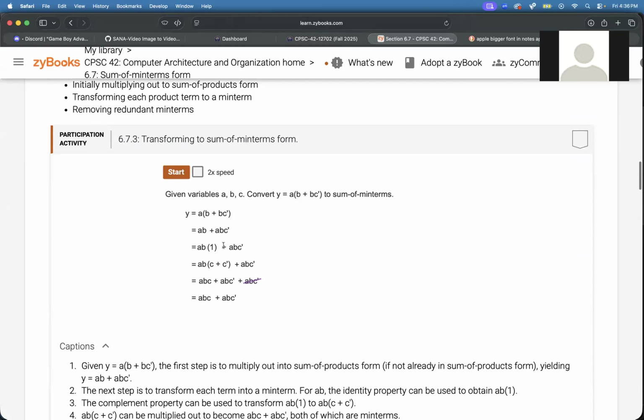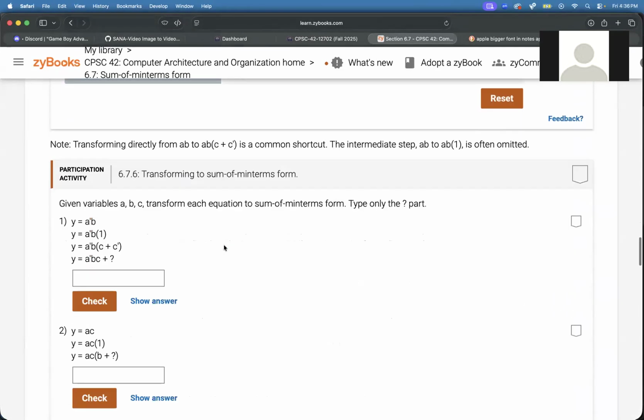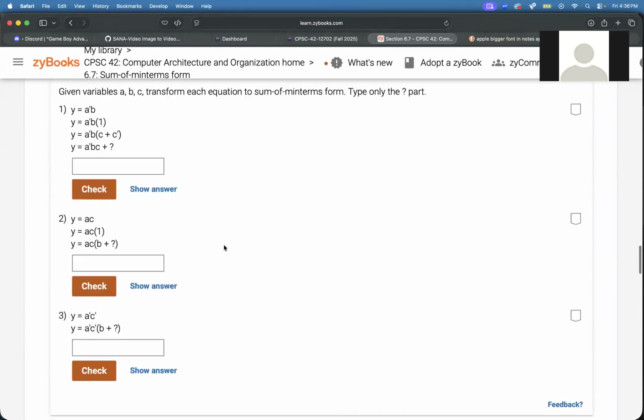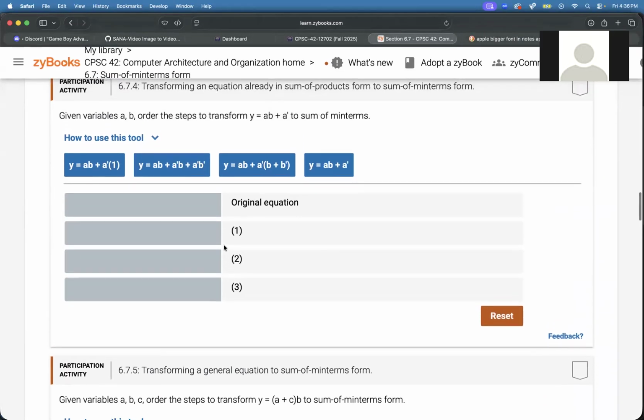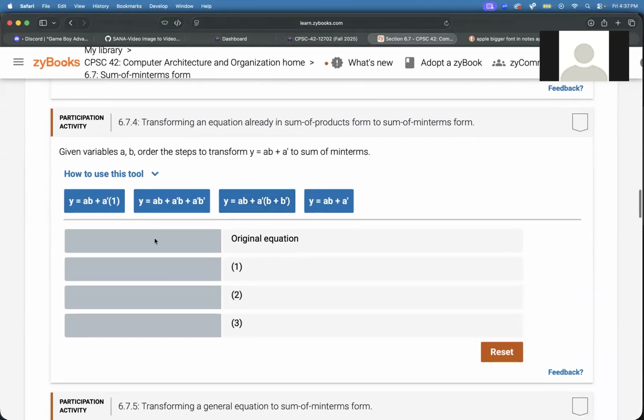And then they're giving you more samples here. Maybe we'll do one of these. I was going to say let's find a challenge activity, but sometimes these ones are a little tricky. So let's do one of these first. So it says we're transforming y equals AB plus not A to min terms. So we would start with AB plus not A, which is right here.